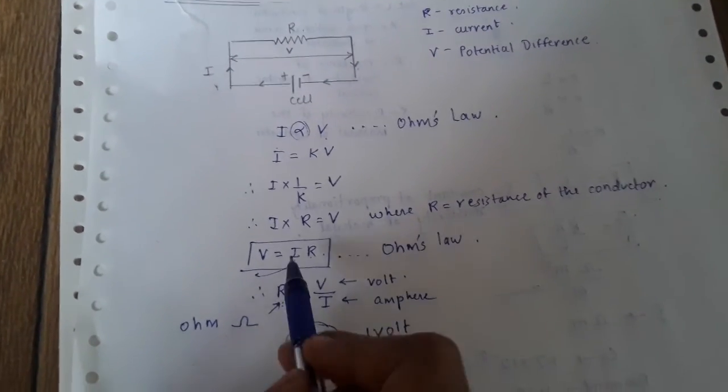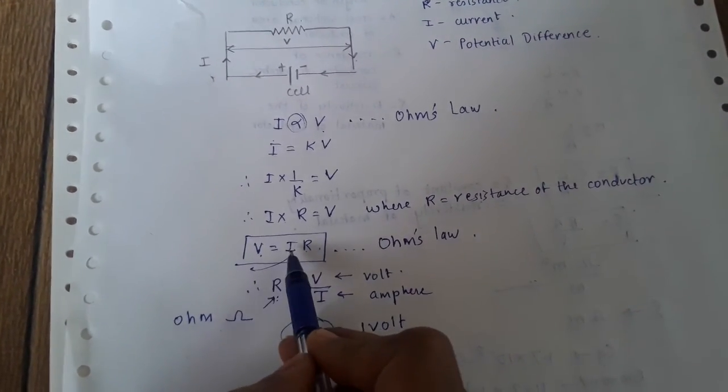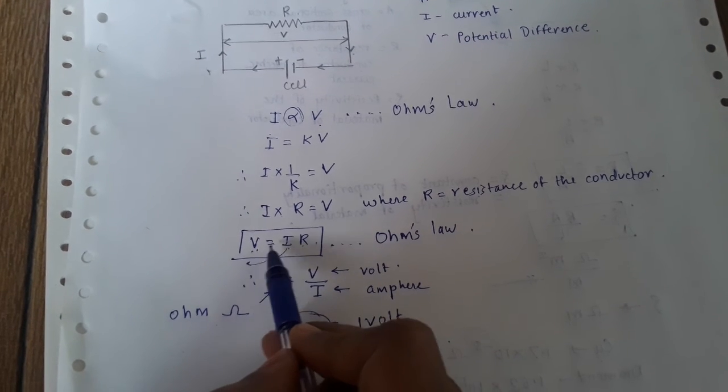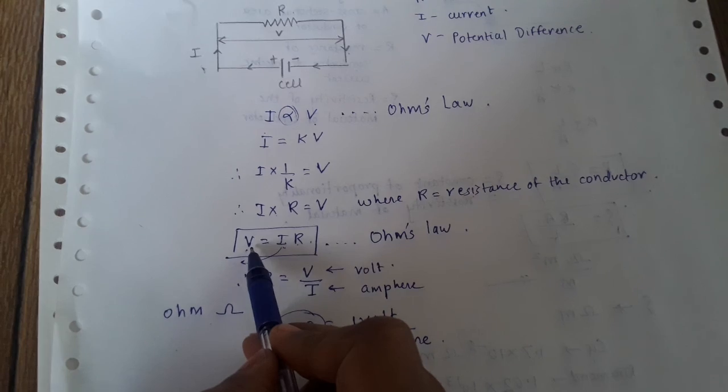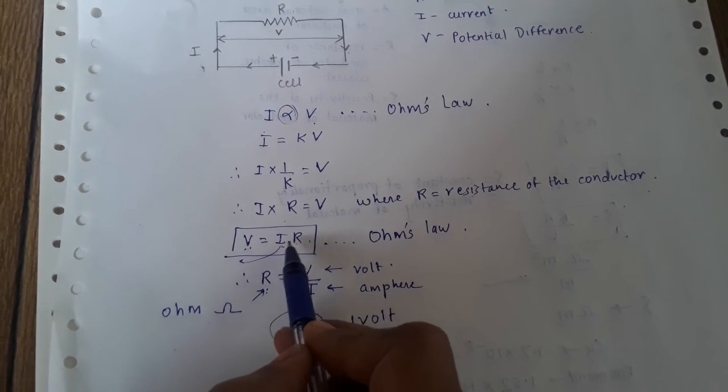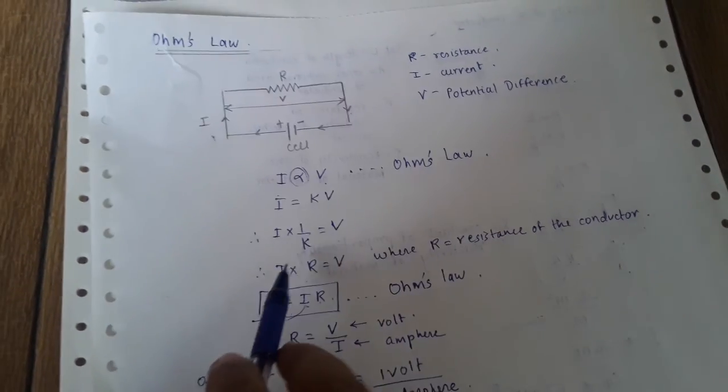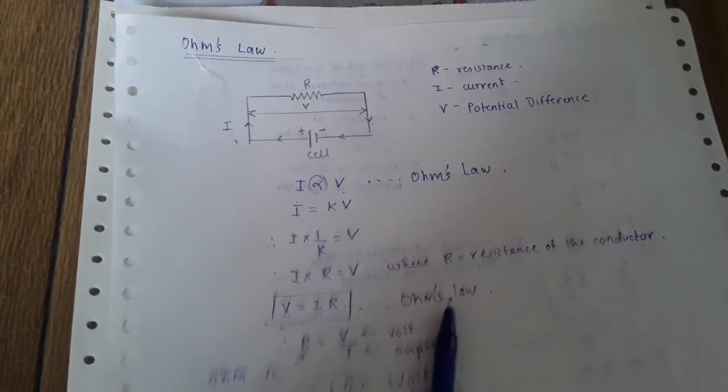So this is about Ohm's law. Ohm's law is nothing but the relation between V and I, potential difference and electric current. It is given as V is equal to IR. Thank you. This is all about Ohm's law.